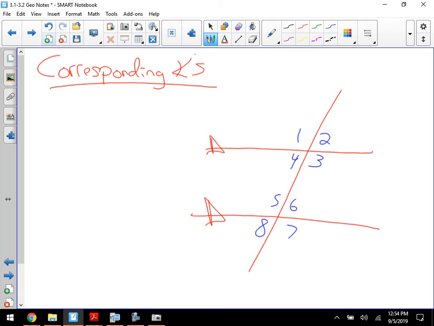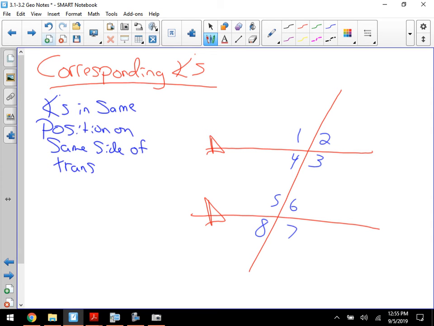Corresponding angles are angles that are in the same position on the same side of the transversal. Okay? They're same side, same position.